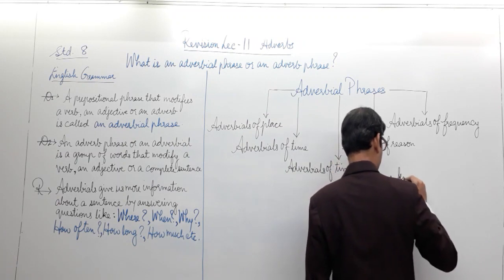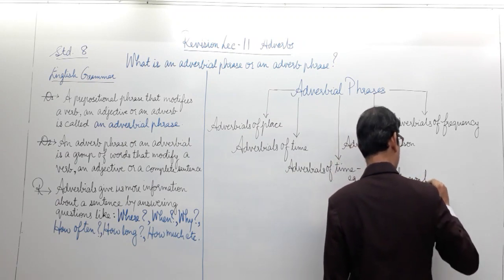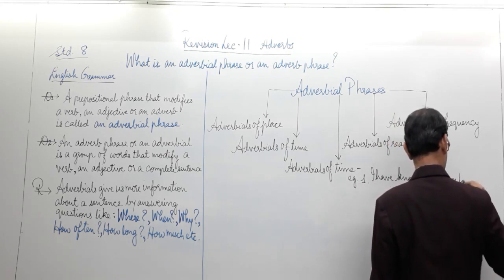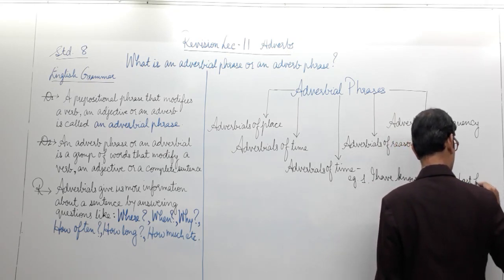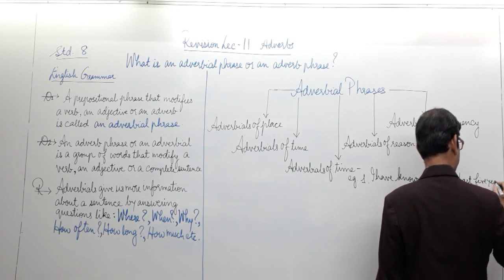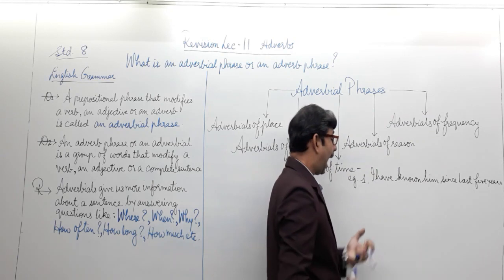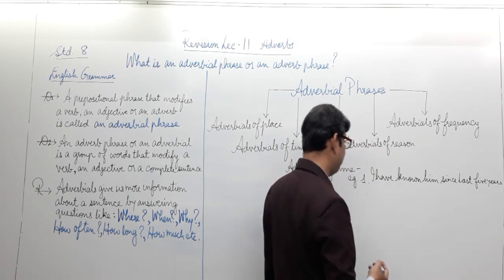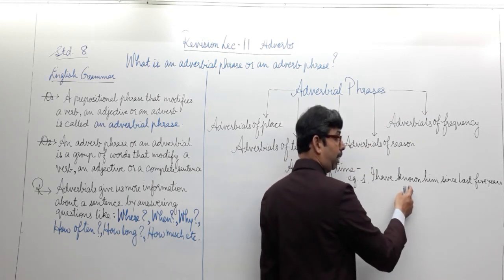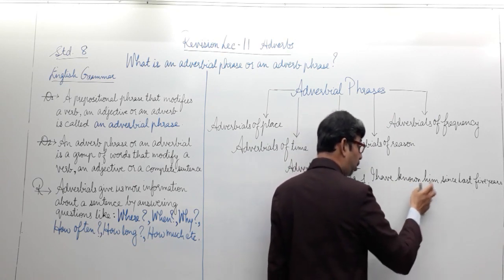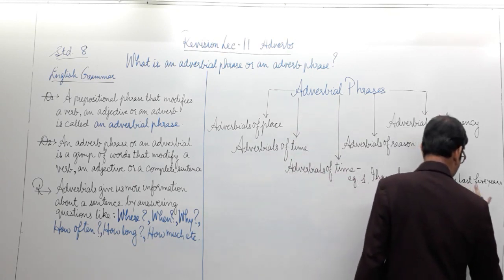I have known him since last 5 years. So, what is the adverbial phrase over here? Let's identify. I have known, you know somebody. The action of knowing somebody, that's the verb over here. I have known him since last 5 years.